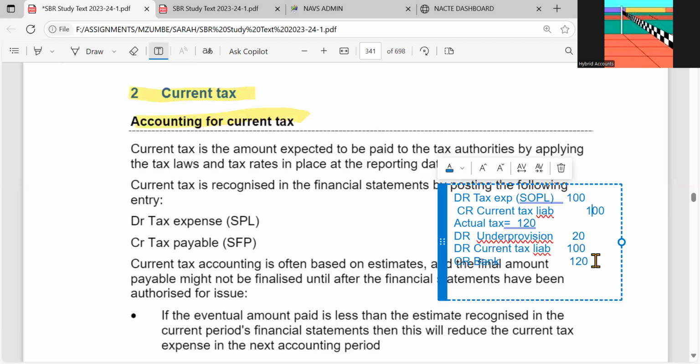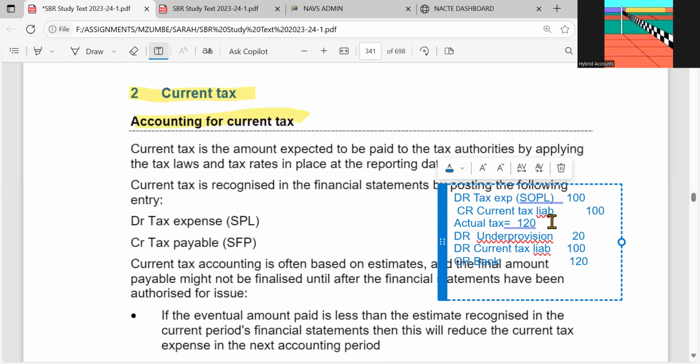Okay. I hope you see that. It's 120. What about the income now? About the tax expense. It was 100. So this 20 means that it is going to be added to my tax expense, which I initially wrongly recorded at 100, right? So this is what we are going to do right here. Okay, so you can obviously see when you have an under provision, you go and add it to your tax expense.